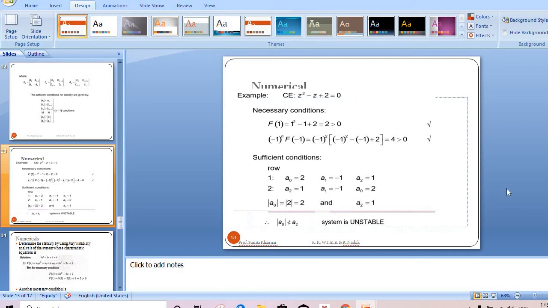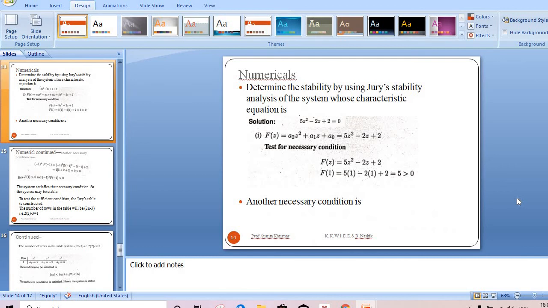So it is clear that for stability, the necessary as well as the sufficient conditions must be satisfied. If any one condition is not satisfied, we can say that the system is unstable. Again, we will check another numerical.